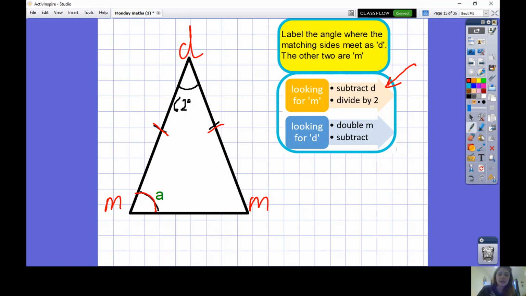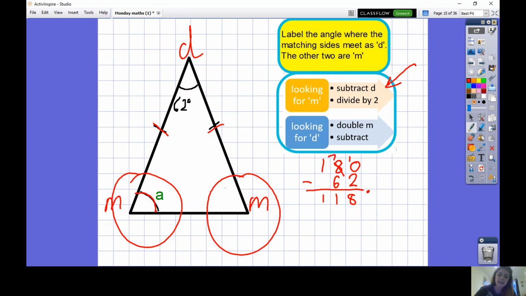So all I need to do is start off by taking away the odd one out, or the odd angle. 180 take away 62. I'm going to use the written method so I don't make any silly mistakes. That gives me 118 degrees. This and this is 118.